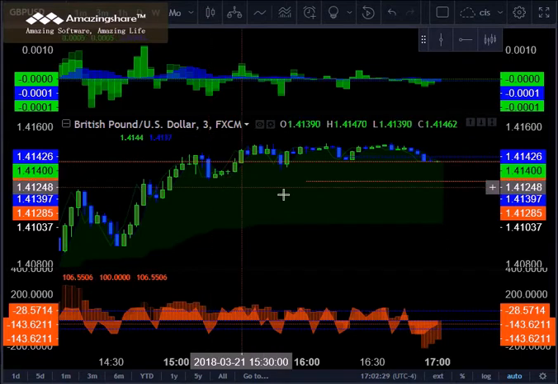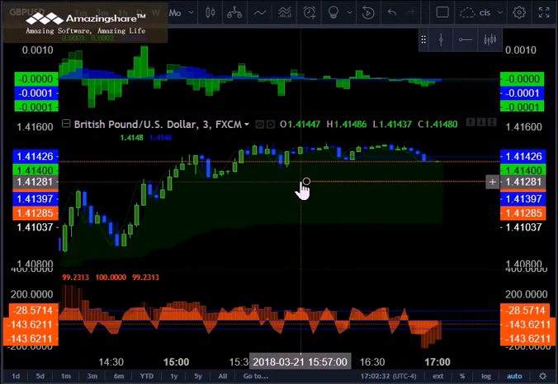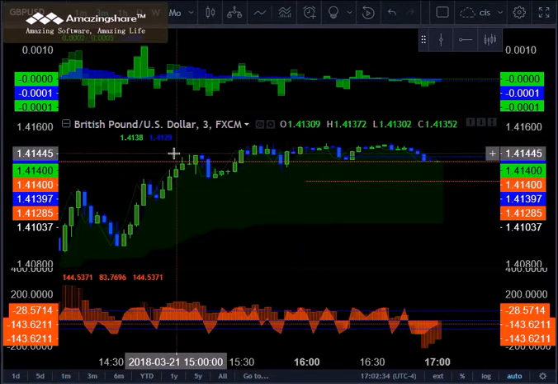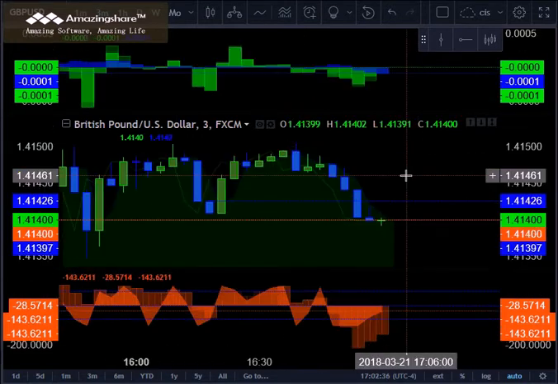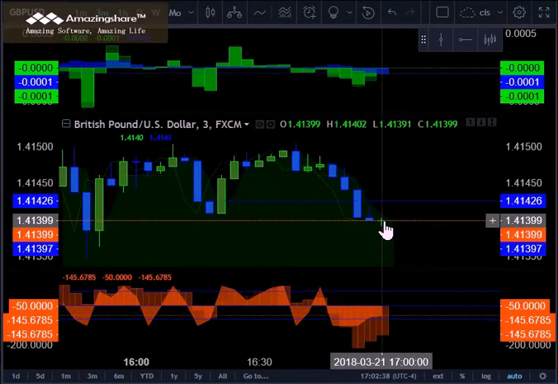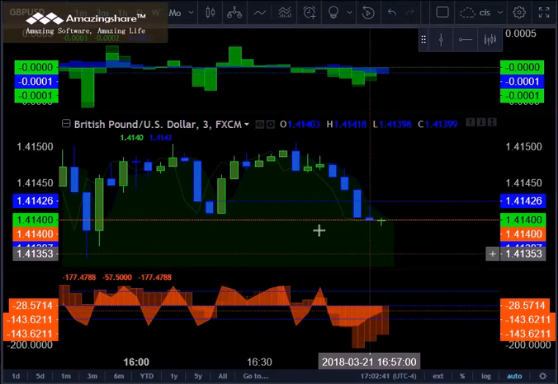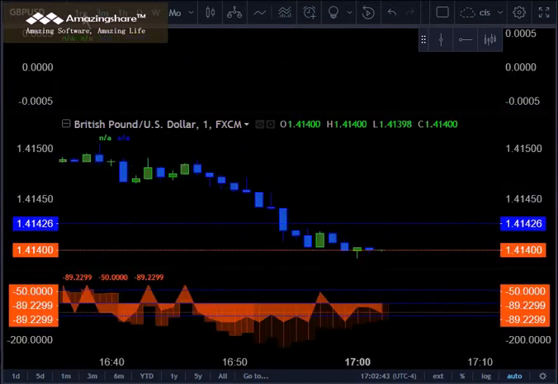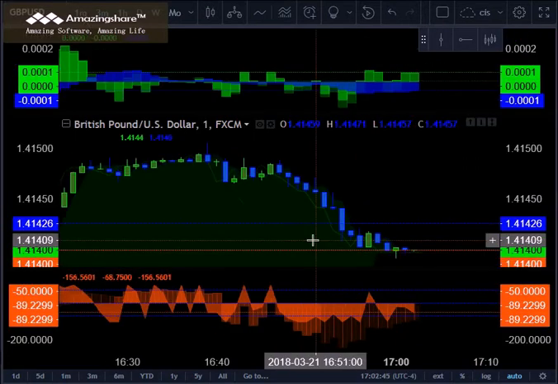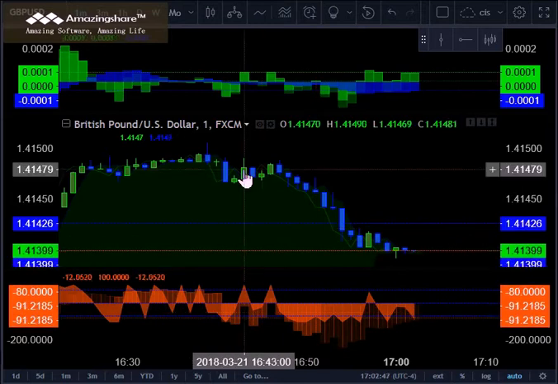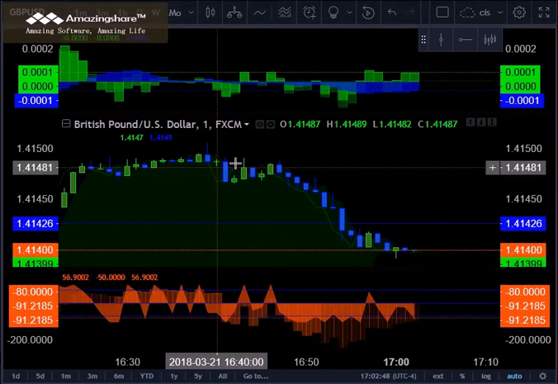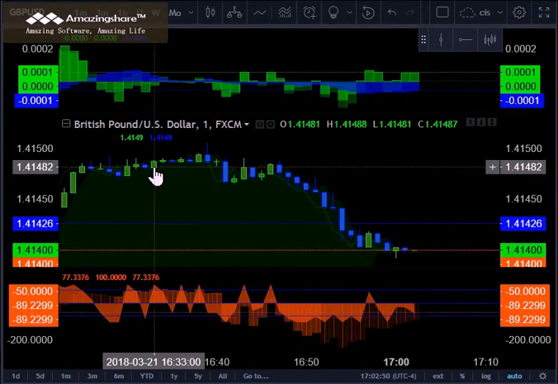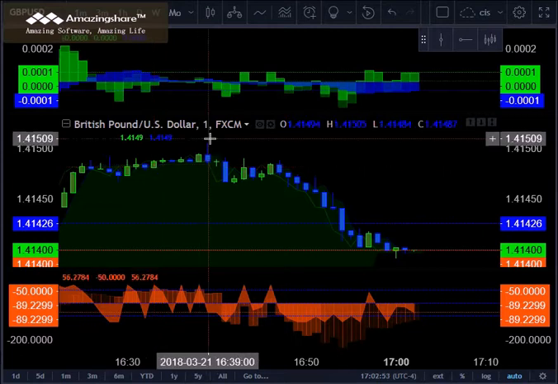So again, 141.28.5 is a good target for that. Right now we're trading at 141.40, 1 minute chart. You can see on this 1 minute, we had a diamond pattern here coming off the top. We had a diamond pattern here just before this peak.